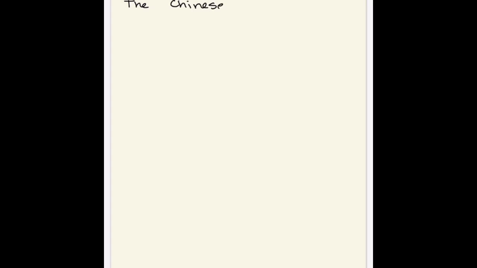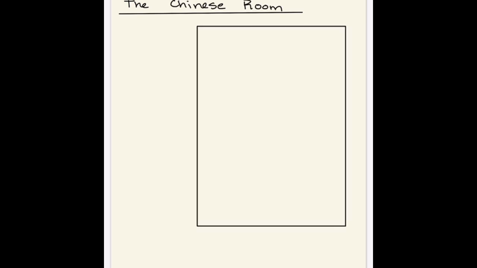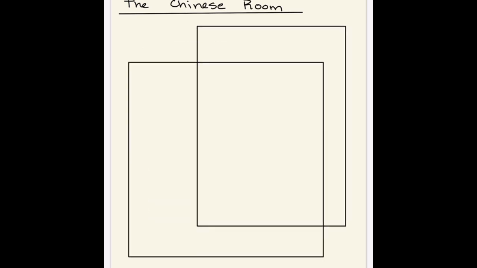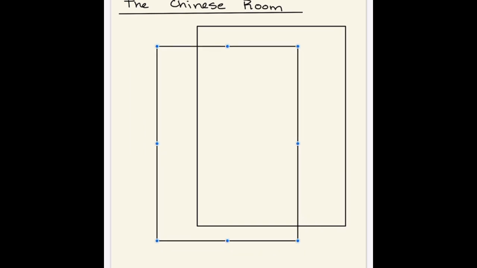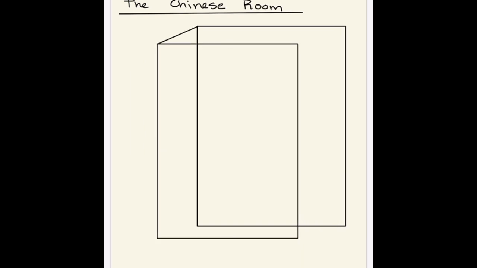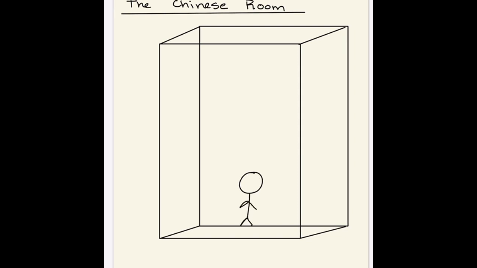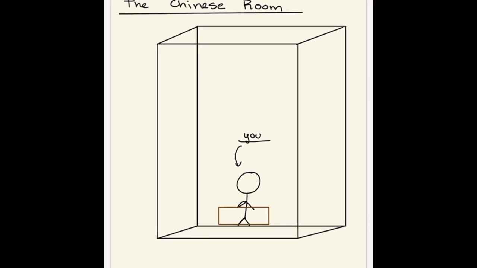The Chinese room is a theory about the physical symbol hypothesis. So, for this model, I guess you could call it, you have a room like this, and in the room, there's a person. It could be you, if that is easier for you to think about it as. And basically, the point of this room is that it has input and output.